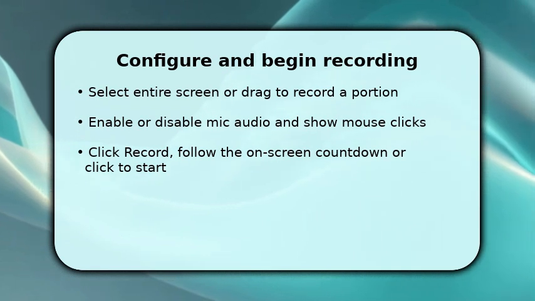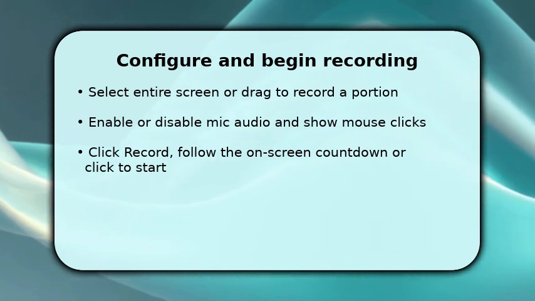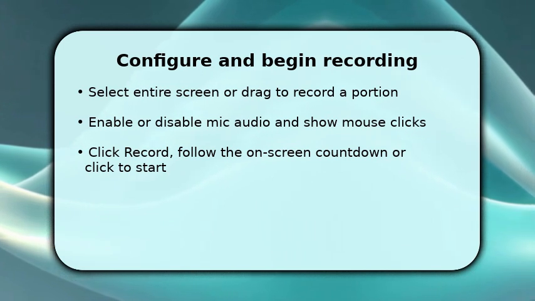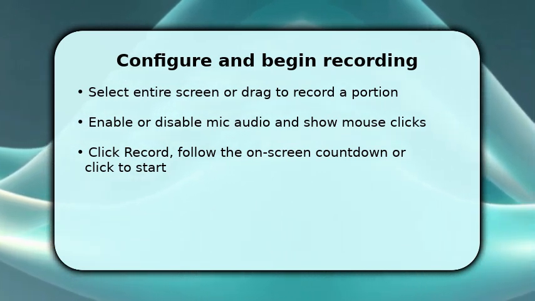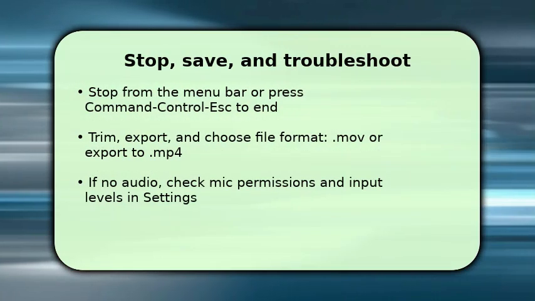When ready, click Record. If you chose Whole Screen, click anywhere to start after the countdown, or click Start Recording on the selected area. During recording, you can pause with the touch bar or stop from the menu bar. To finish, click the Stop button in the menu bar. Your clip opens for preview so you can trim the start or end and export.